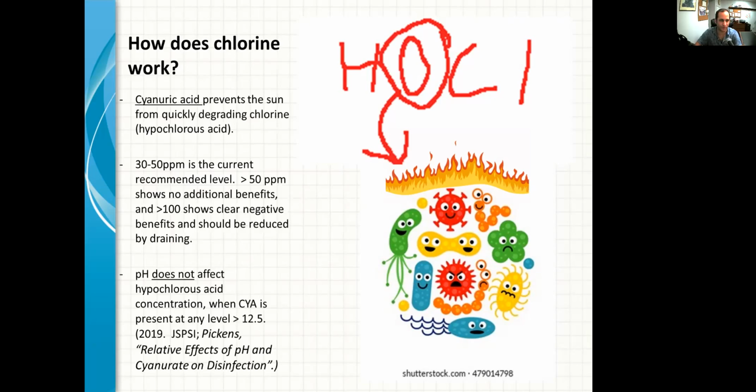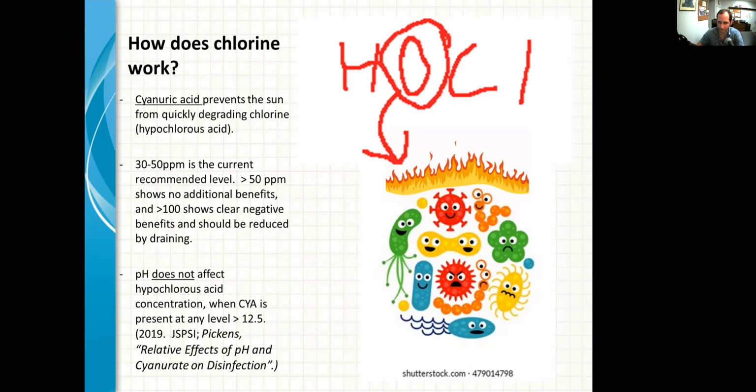One thing I hear people say a lot is about how pH affects how well the chlorine works, which is true when there's no cyanuric acid present. But you can Google this study and read it. Basically, what it shows is that when CYA is 12.5 or above, the pH does not have any significant effect on the free chlorine content in the water.